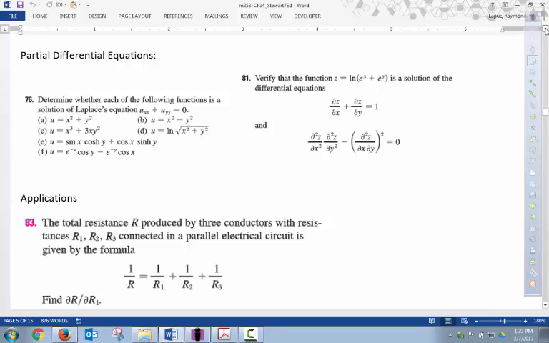Let's do some of number 76, and then we'll do 81, and we'll see if we have time. We'll do 83 also.